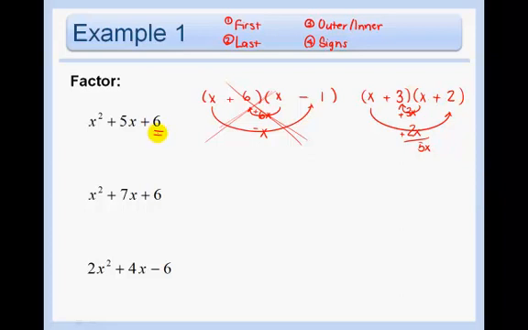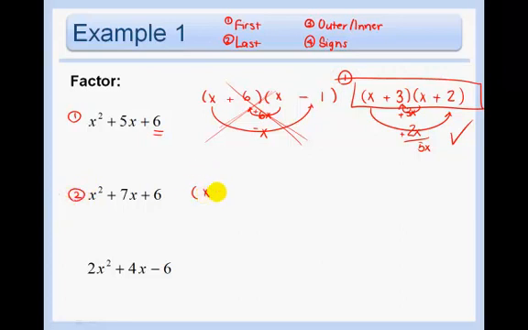Now does our last give us a positive 6? 3 times 2. Yes, that works. So this one is our answer. Let's try number 2. X and an X. Well, we already know the 3 and the 2 is not going to make 7.